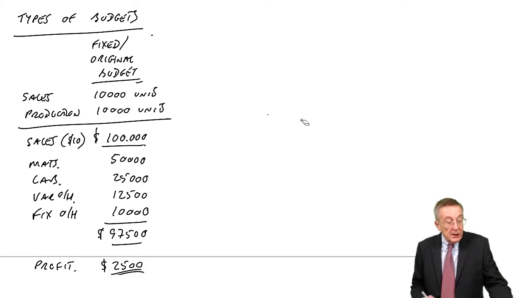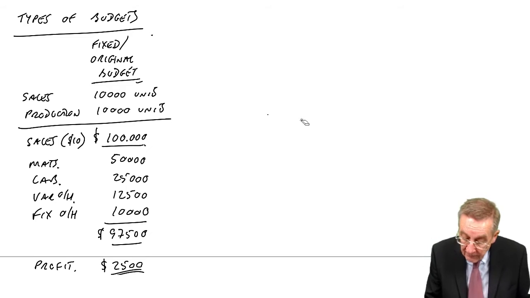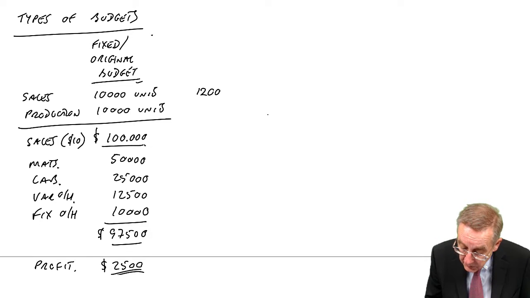And what it says later on, we sold 12,000. So the actual sales were 12,000 units. The actual production was 12,000.